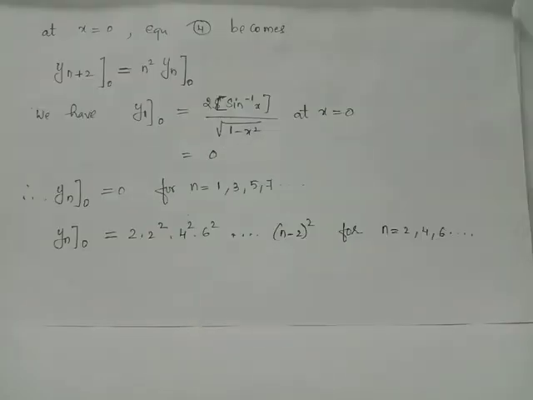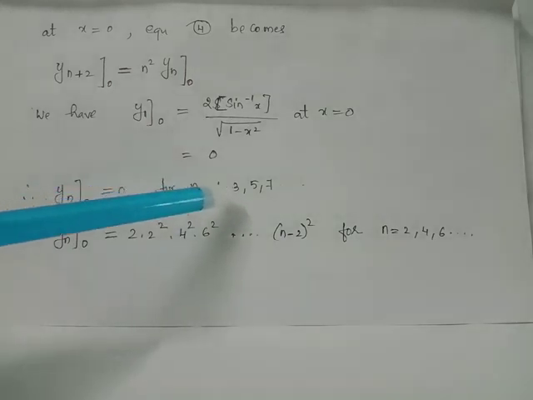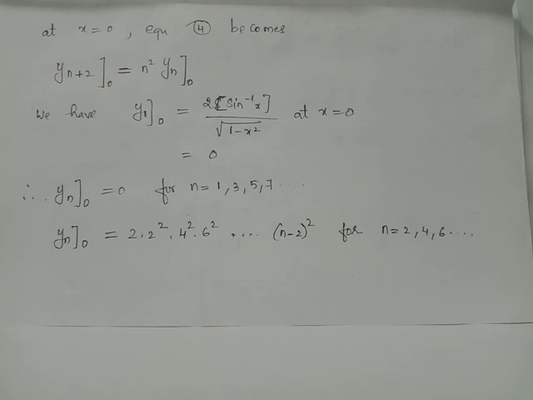Following similar steps, you can verify that y3, y5, y7 etc. are all 0 and y2, y4, y6 etc. at x equals 0 are non-zero. We can generalize yn at x equals 0 for odd values of n equals 1, 3, 5, 7 is 0, and yn at x equals 0 for even values of n equals 2, 4, 6 etc. is obtained as 2 into 2 square into 4 square into 6 square etc. n minus 2 the whole square.